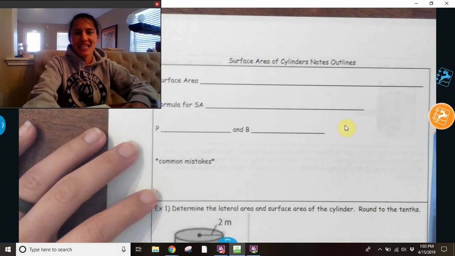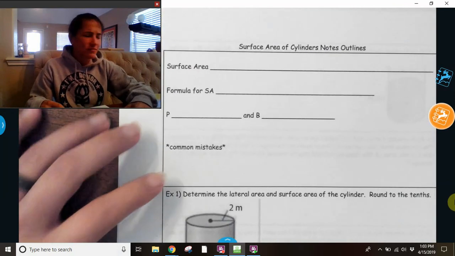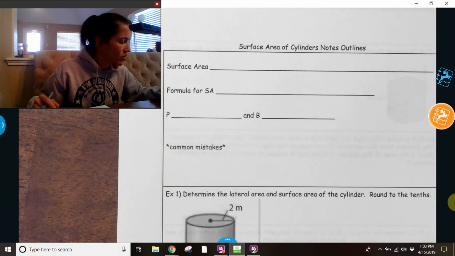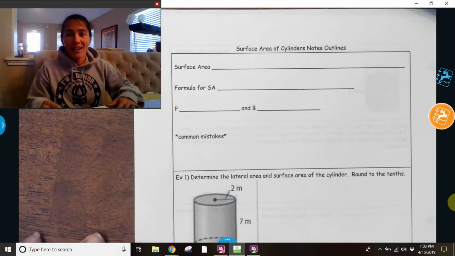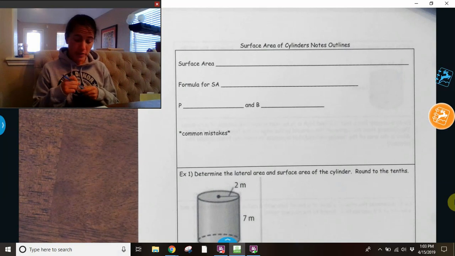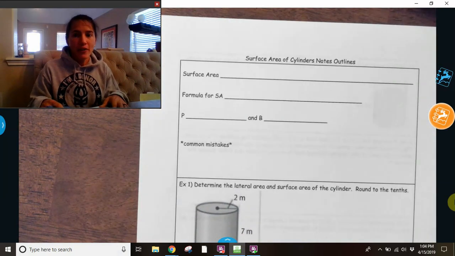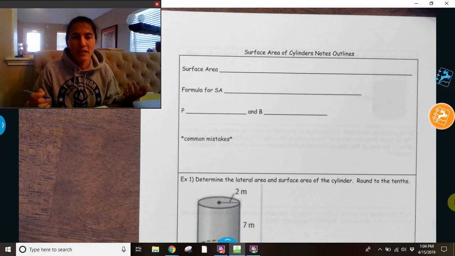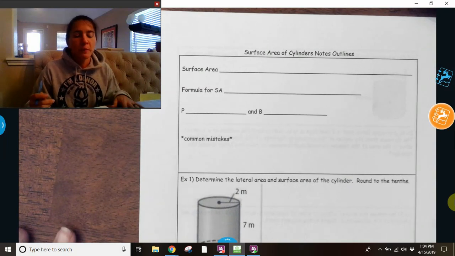Today's lesson is surface area of cylinders. So let me zoom out just a little bit. Okay, there. We've practiced surface area of prisms, rectangular prisms and triangular prisms. And surface area of cylinders kind of follows the same pattern. It's just not in the same category because they're cylinders and they have a few different characteristics than prisms.